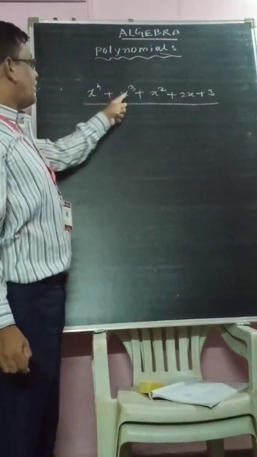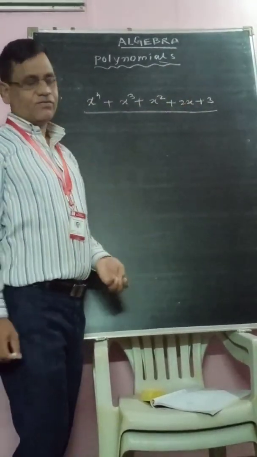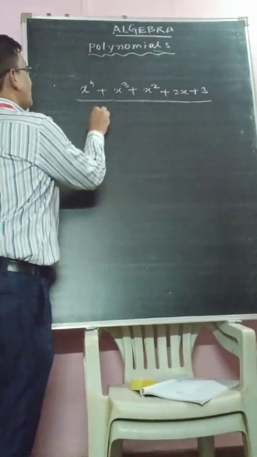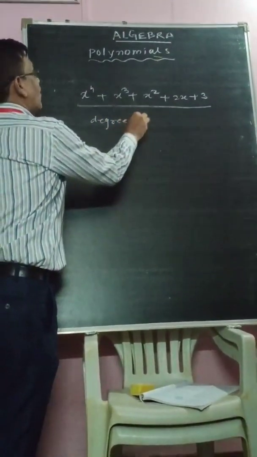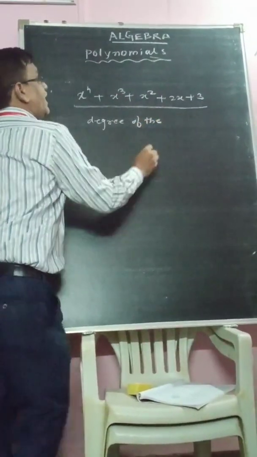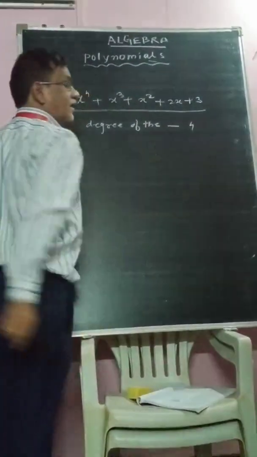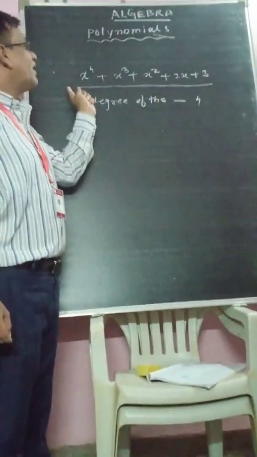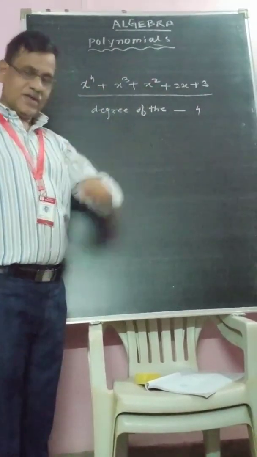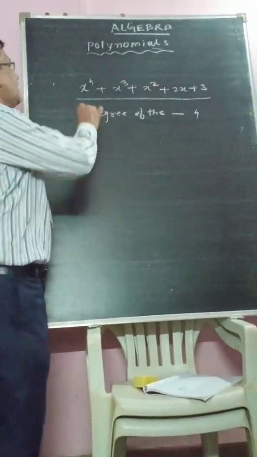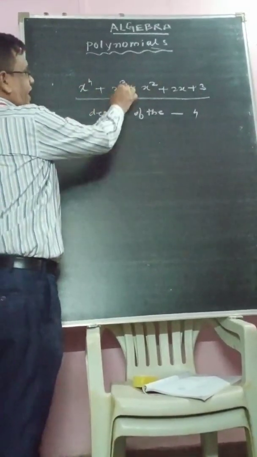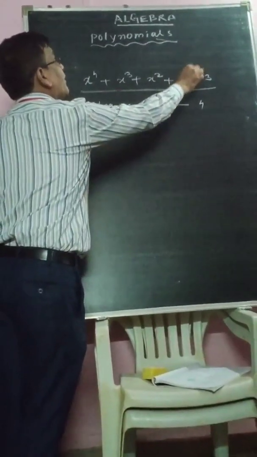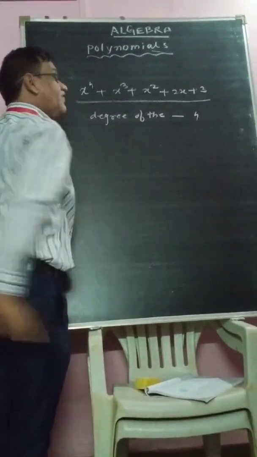See here, 1, 2, 3, 4, 5 terms are there in this polynomial, and the degree of this polynomial is 4. Total terms are 5, but the highest degree is 4. Now, see the powers. The first term has the power 4, the second term has the power 3, the third term has the power 2, the fourth term has the power 1, and the fifth term has the power 0.